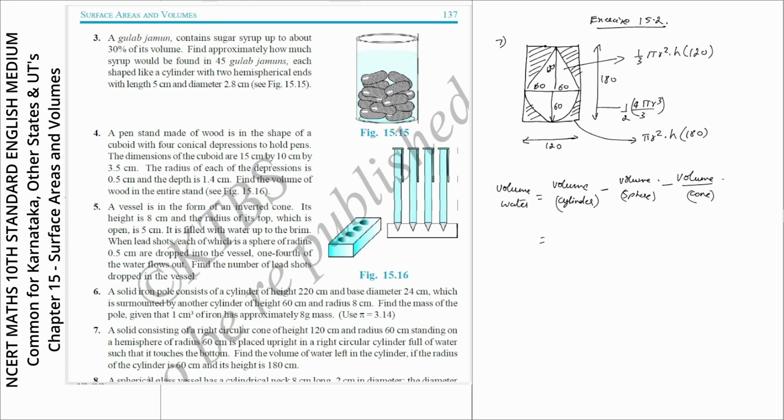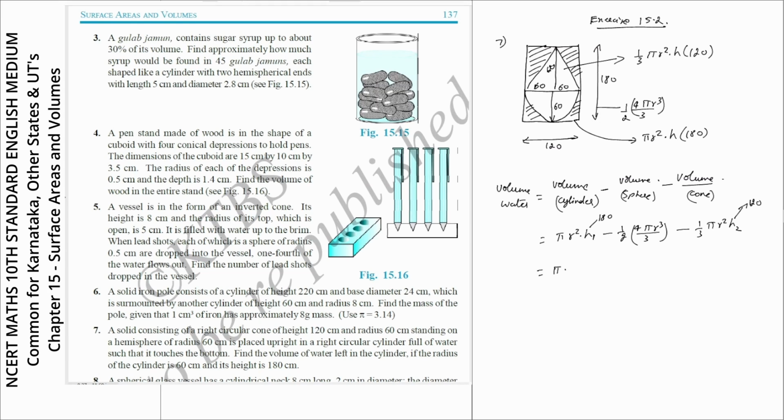So what is the volume of cylinder? It is given by pi r square into h. Volume of hemisphere is given by 1/2 into 4 pi r cube by 3, and volume of cone is given by 1/3 of pi r square h. So here h is 180, here h is 120. I'll take this as h2, this as h1. Now substitute the values of r and h.